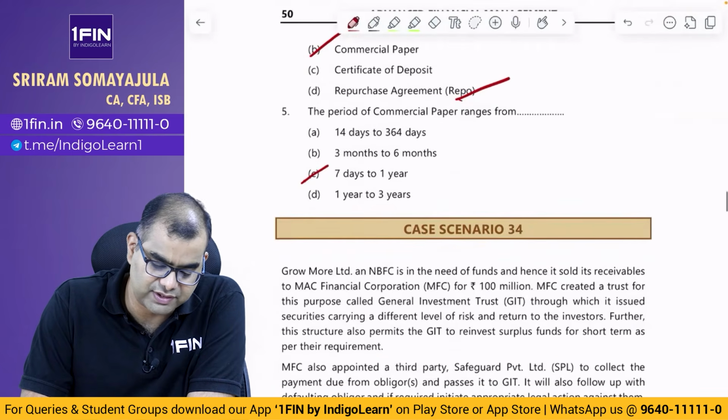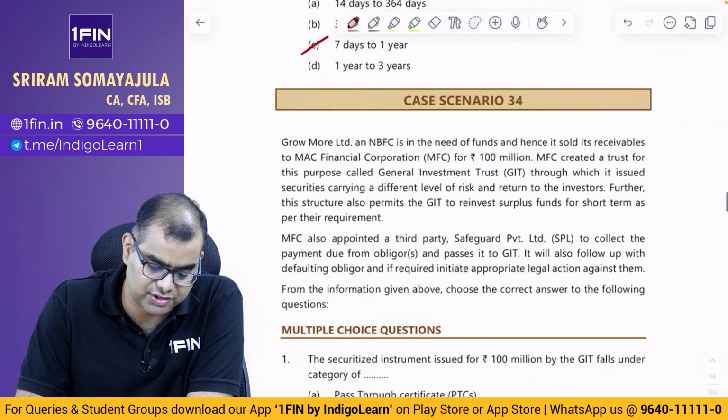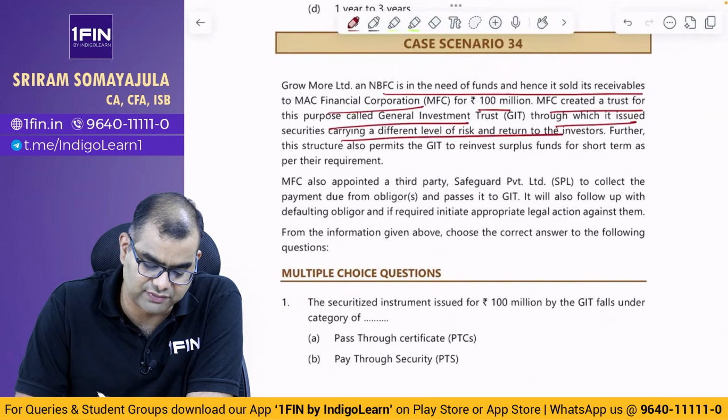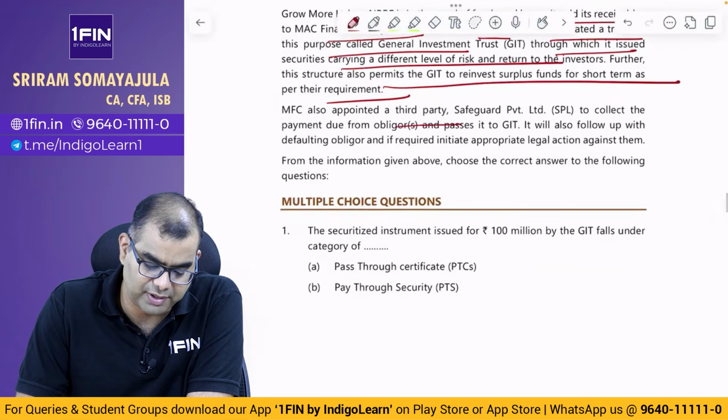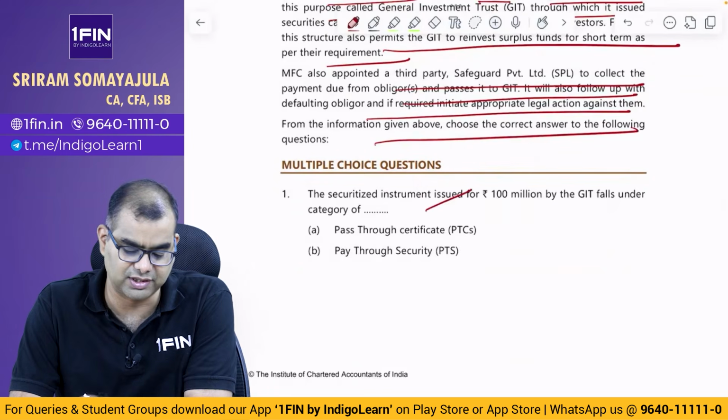Then, Gromor. An NBFC is in need of funds and sold its receivables to MAC for 100 million. MAC created a trust for the purpose called General Investment Trust, through which it issued securities carrying different levels of risk. Further, the structure also permits GIT to reinvest surplus funds for short term as per the requirement. They also appoint a third party to collect the money. It will also follow up for defaulting obligors. From the information given above, choose the correct one. Securitized instrument issued by GIT falls under what?